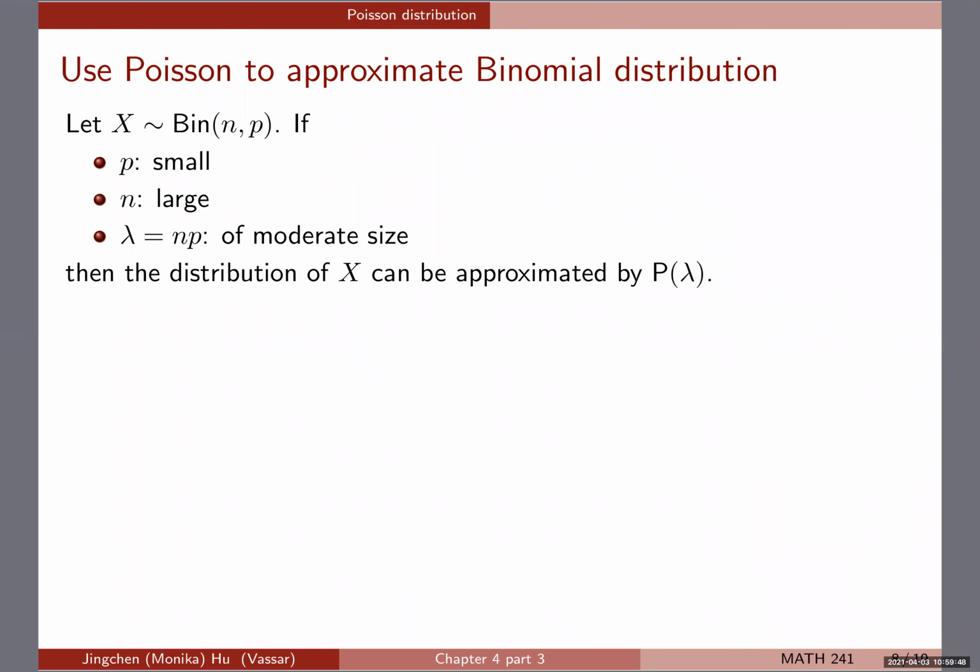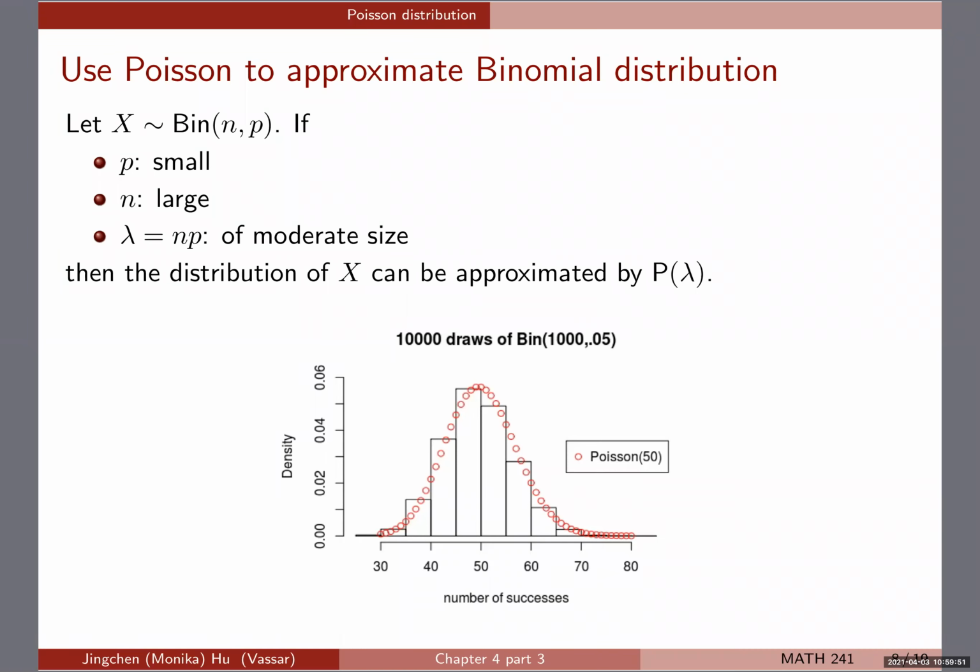Graphically, I'm going to show you over here. The bars behind this are a histogram showing the counts in each bin, like 30 to 35, 35 to 40, and so on. The height is density, so it's the counts divided by the total number. You can think of it as a PMF to some degree. These bars represent 10,000 random draws of the binomial distribution with n equals 1,000 and p equals 0.05. So we're looking at this condition.